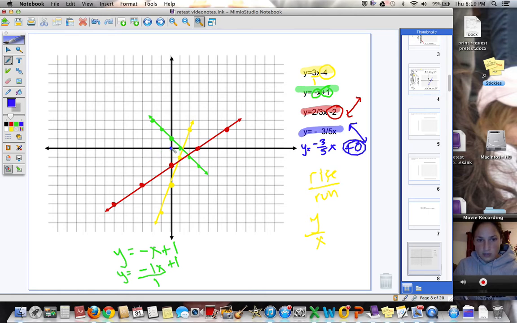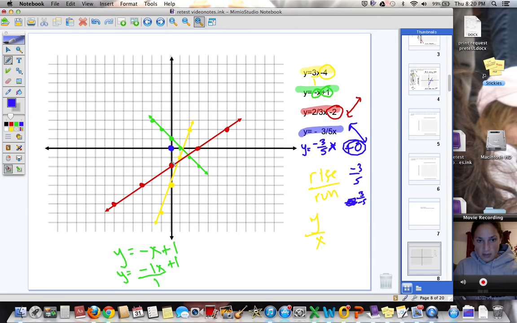So we start on the origin. There's nothing written there. I have an x, which means I have a slope. There's my m. I have no b. When there's no b, I start in the origin. Now the minus can go with either one. It can be negative 3 over 5 or 3 over negative 5.